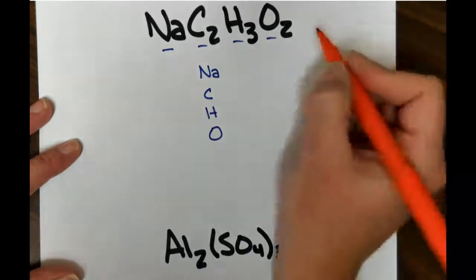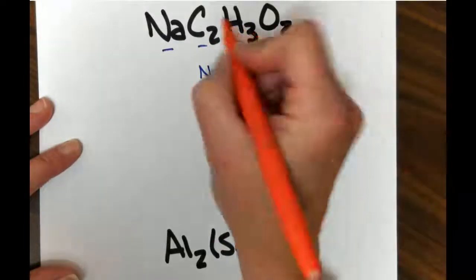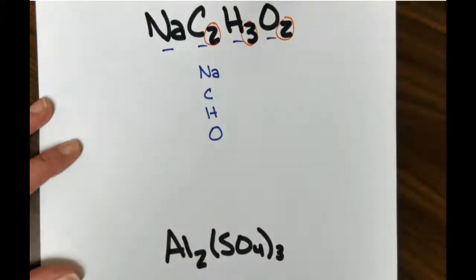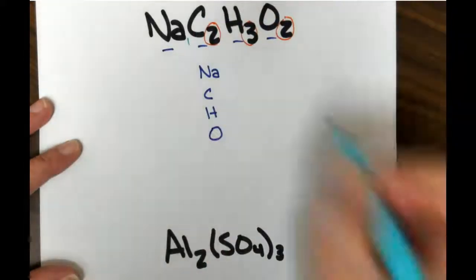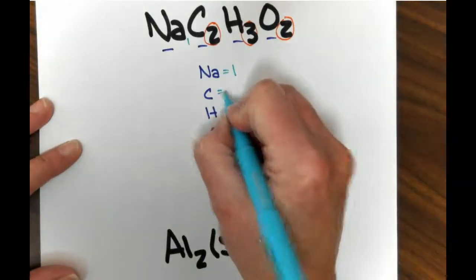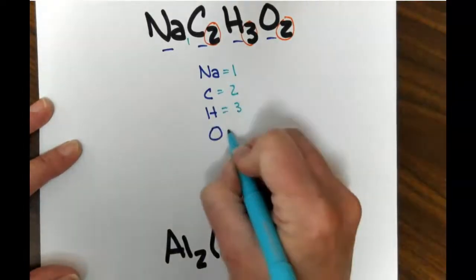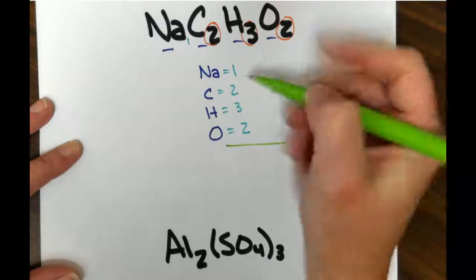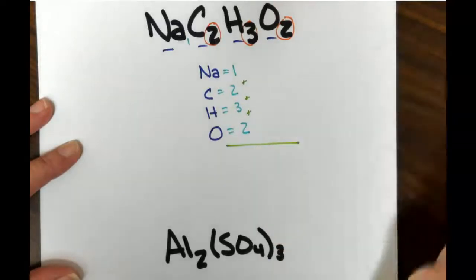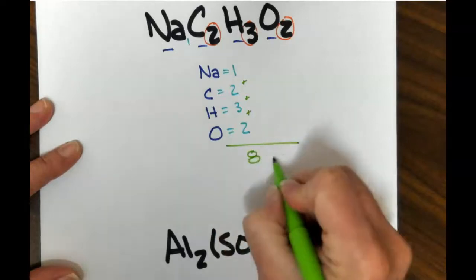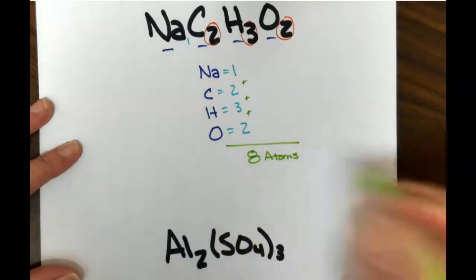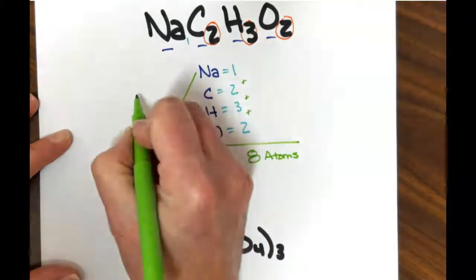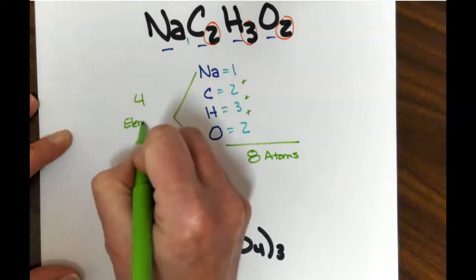In this scenario, I do not have any parentheses to worry about. So I'm going to look just for subscripts. I have 2, 3, 2, and since I'm missing one there, I'm going to say it's 1. So for sodium, I have 1. Carbon, I have 2. Hydrogen, I have 3. And oxygen, I have 2. The last step, total these. When I add them together, we get a total of 8. Now, if I look at my number of elements, I have 1, 2, 3, 4. So we have 4 total elements.